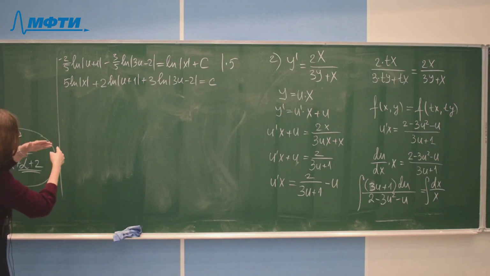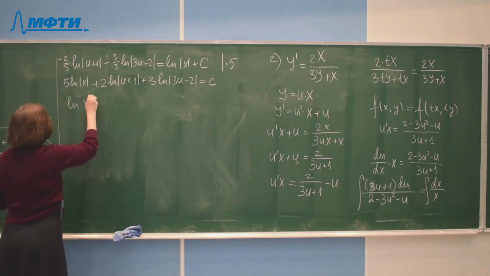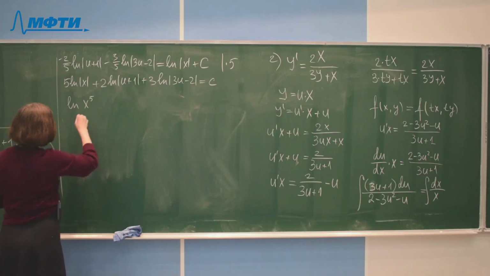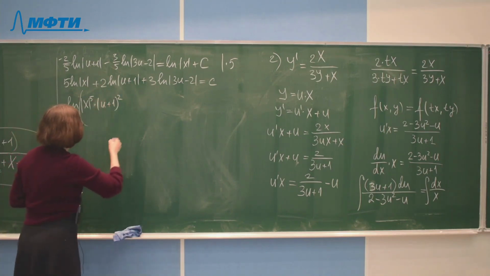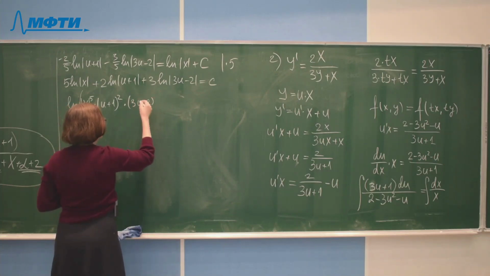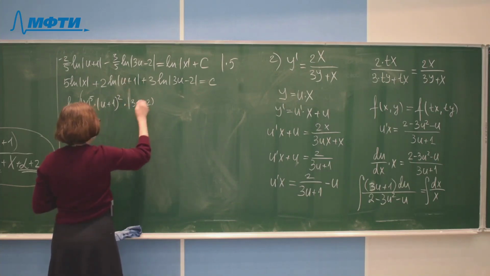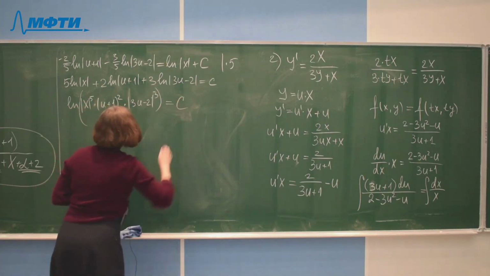Then collect all the logarithms and we will get the following: ln of the absolute value of x to 5, times (u plus 1) squared, times (3u minus 2) cubed, equals c.